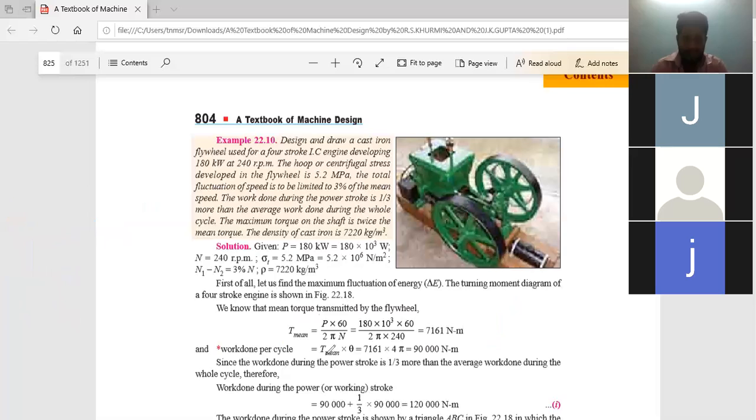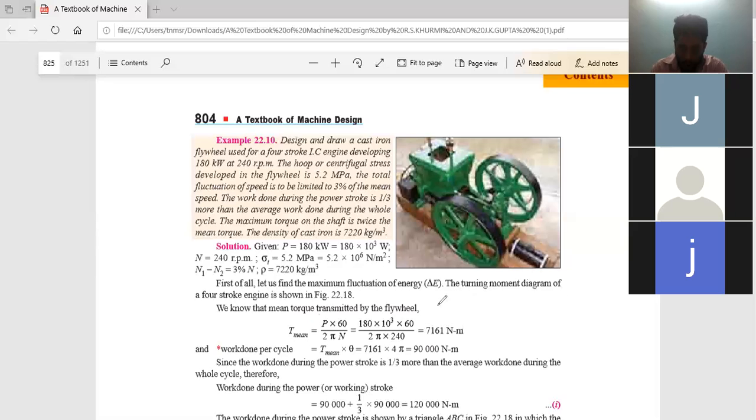Okay. Next. If I have got the value of mean torque, then I know that work done under the T theta diagram is nothing but mean torque into theta, and that mean torque into theta will be nothing but work done per cycle. So work done per cycle is T mean into theta.